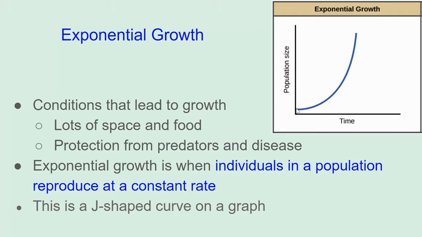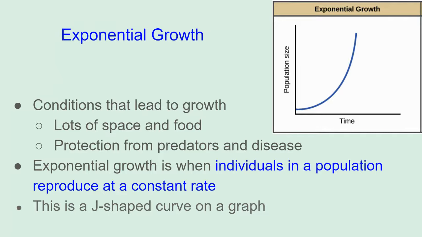This can only occur if there is a lot of space and a lot of food for those organisms to live, and if there's protection against predators and disease. So if it's a rabbit population and it's growing exponentially, that can happen if there's plenty of land for them to have burrows, if there's plenty of food for them to eat, like lettuce or grass, if there are not snakes and hawks and foxes to eat them, or if they are not diseased. So exponential growth can happen for a while, but it can't happen forever. But it's one of the big trends that we see in the growth of populations.